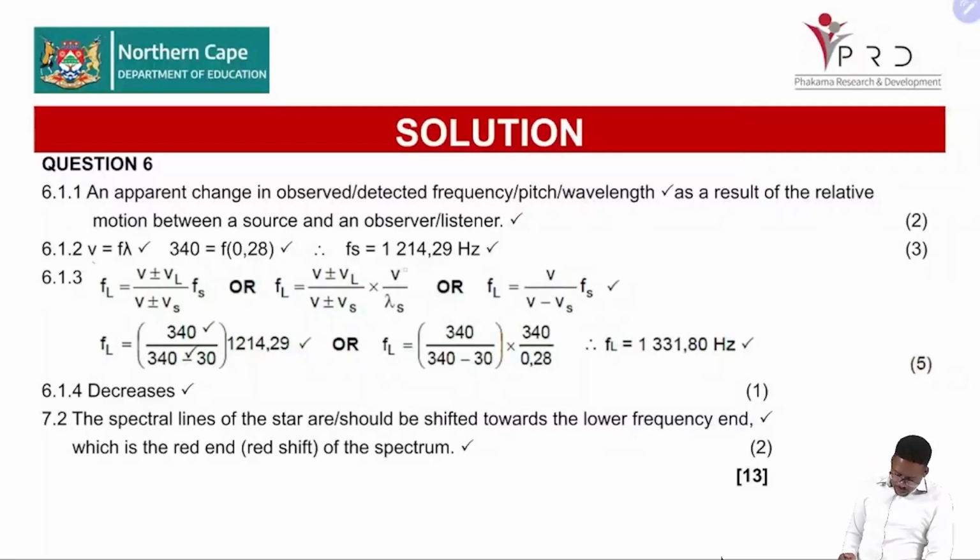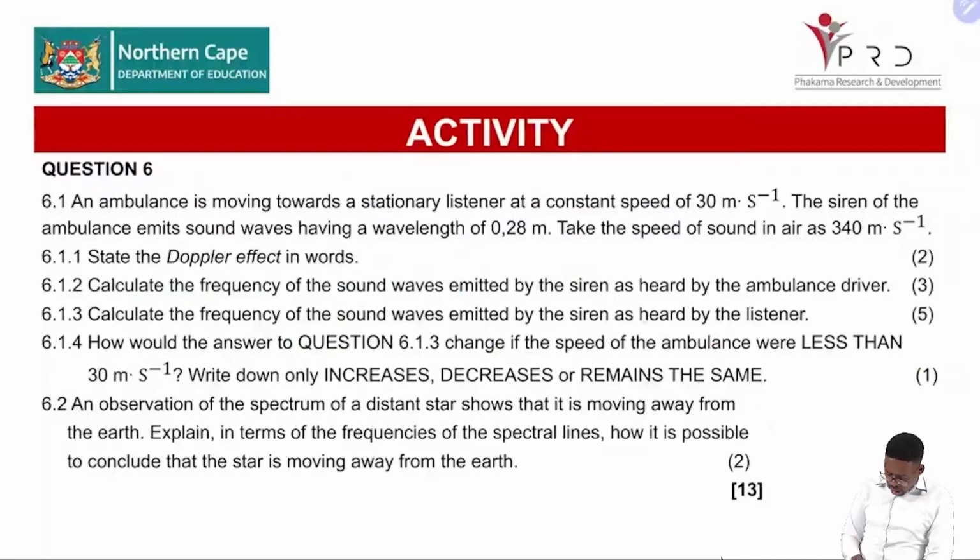Then calculate the frequency of the sound wave emitted by the siren as heard by the listener. So here the question wants us to determine the frequency of the listener. Remember here already we have the frequency of the source.